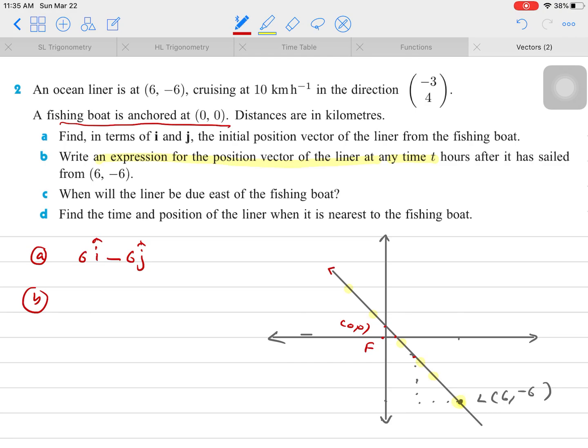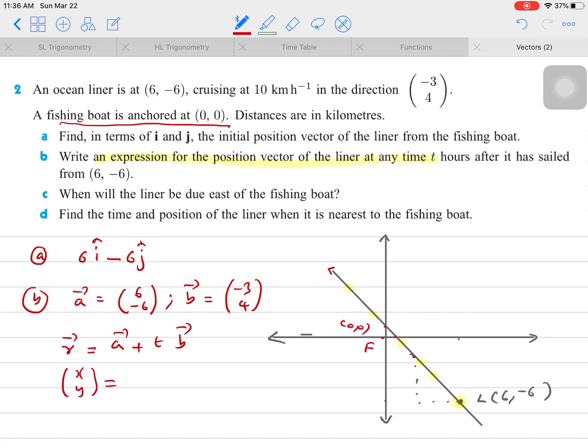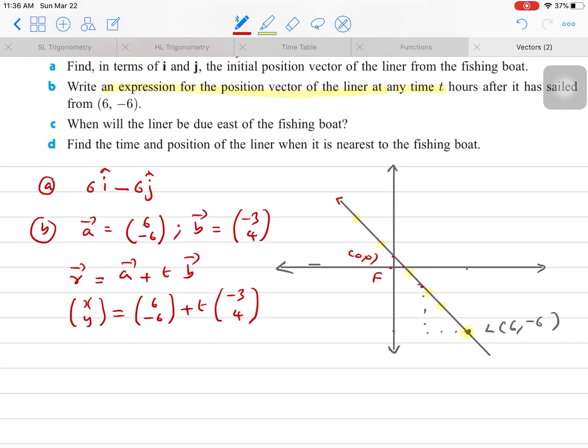And to write the equation of the line, I need 2 things. One is an a vector, which is 6, minus 6, the point through which the liner is passing, the initial point. And then I need a direction vector. And the direction vector is also given to you. The liner is going in the direction minus 3, 4, they said. So the equation of the line will be r vector is equal to a vector plus t times b vector. R vector is (x, y) is equal to a vector, 6, minus 6, plus t times b vector, minus 3, 4. I'm going to write the parametric form of it.